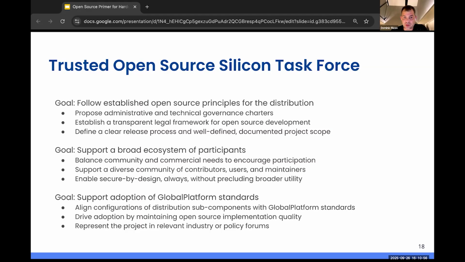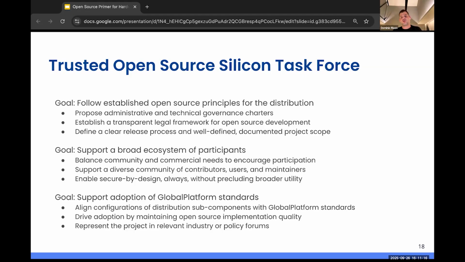Very happy to have their support in creating this. Three primary goals: basically follow best practices for open source principles, I would say, for this distribution; support a broad ecosystem of participants; and really help drive and support the adoption of global platform standards.